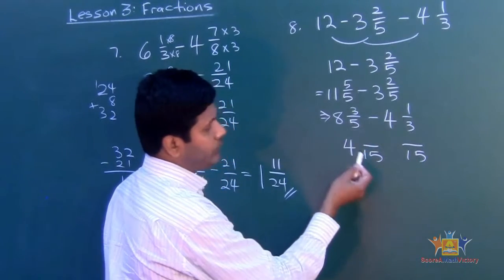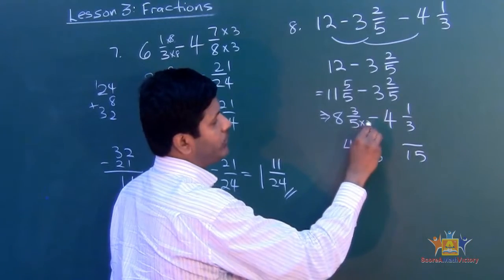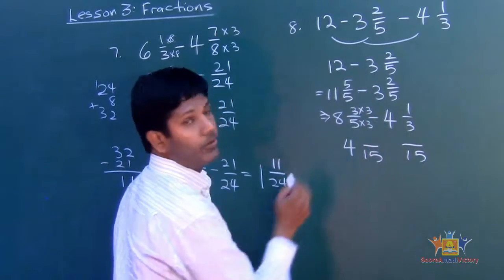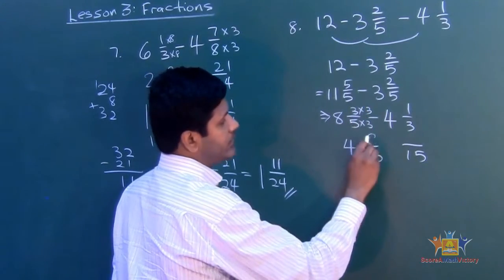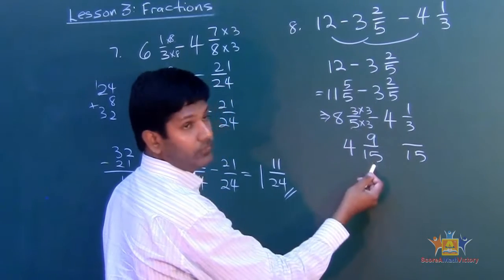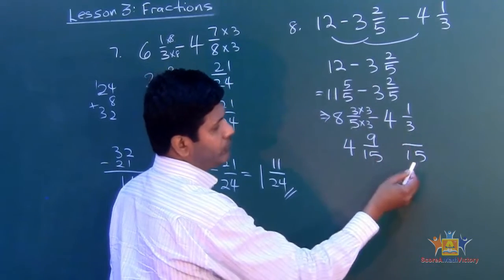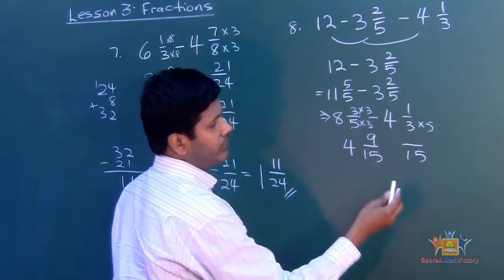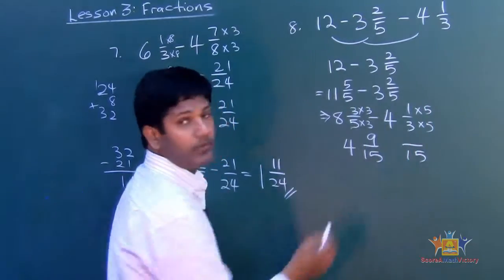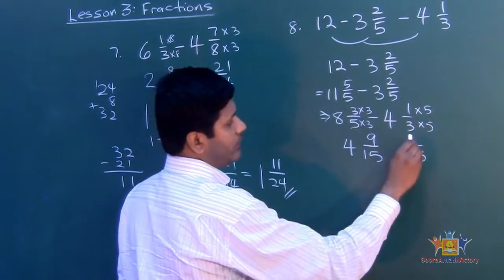And how do I get 5 to 15? I multiply that by 3. That means I'm going to multiply the numerator also by 3. 3 times 3 is 9, because 5 times 3 is 15. Okay, how do I get 3 to 15? I multiply this by 5. That means the numerator also I'm going to multiply by 5. 1 times 5 is 5.